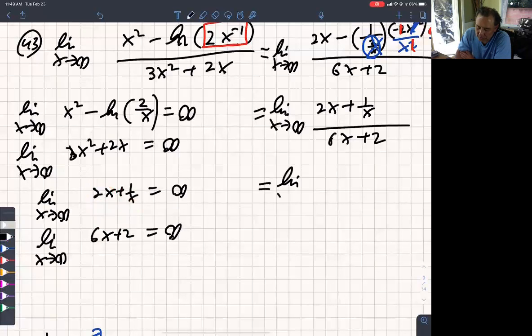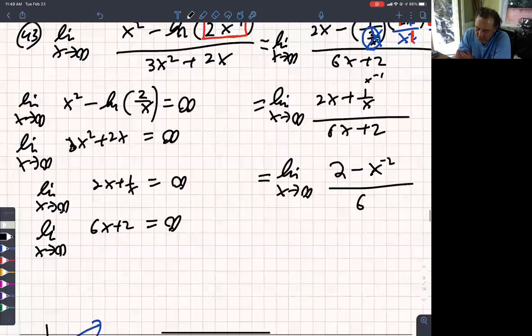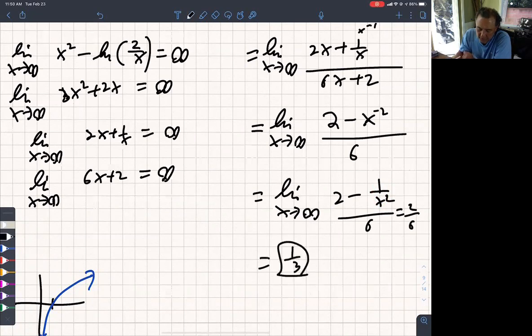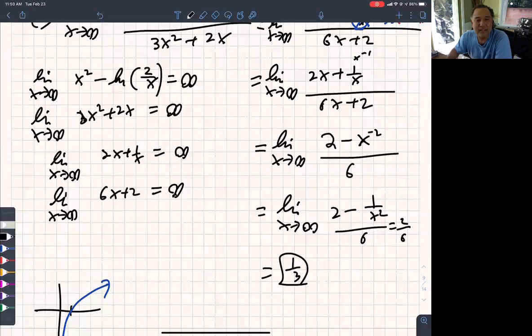Therefore, this equals the limit of the derivative of the top, which is 2. And again, this is x to the negative 1 power. So it's going to be minus x to the negative 2 power over 6, which is, let me rewrite this, 2 minus 1 over x squared over 6. As x goes to infinity, that's 0. So we get 2 over 6, or 1/3. So the answer to that long problem, 43, is 1/3.